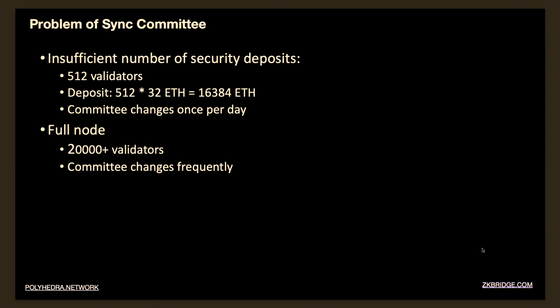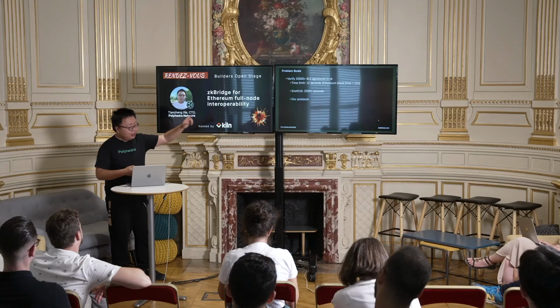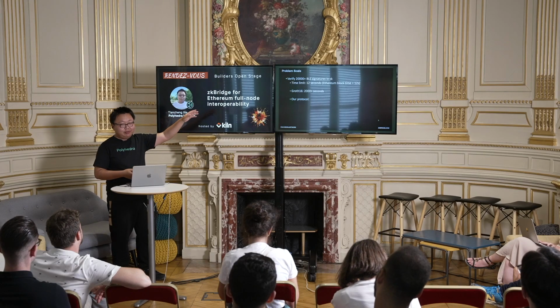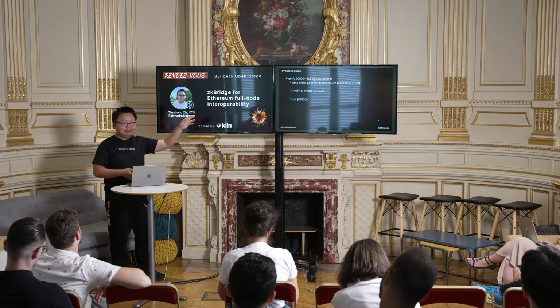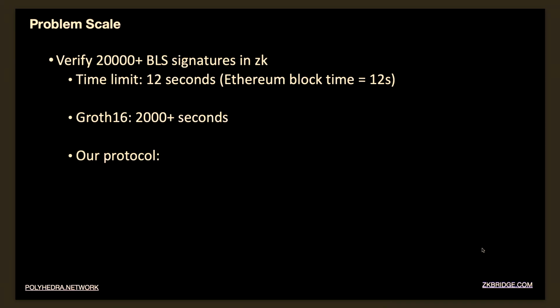So there is a technical problem here. Previously, we struggled with the light client, and now we are going to prove 20 times larger stuff. How do we do it? So we look at the difficulty of this problem. The time limit for our task is 12 seconds. Why? Because Ethereum generates a block every 12 seconds. So you need to catch up with it to be able to do real-time bridging.